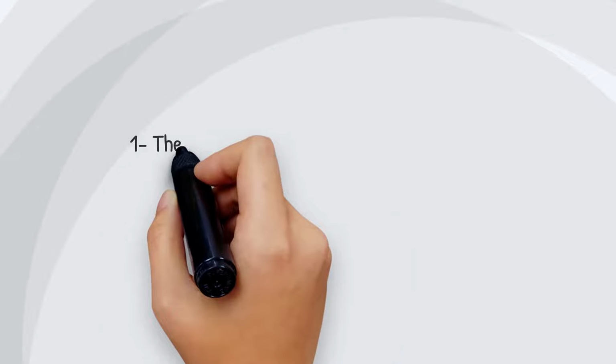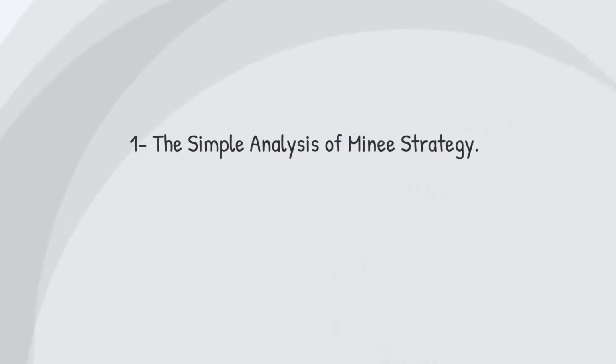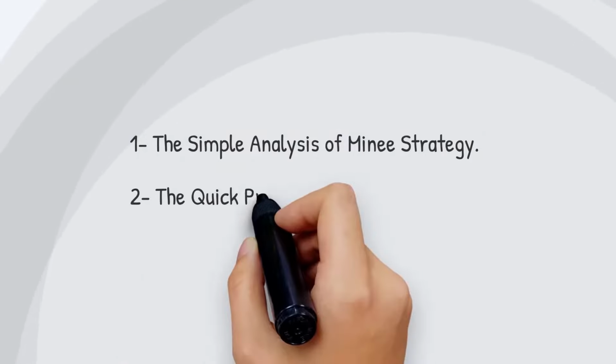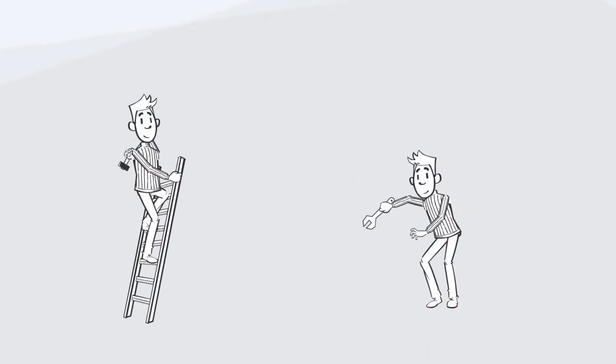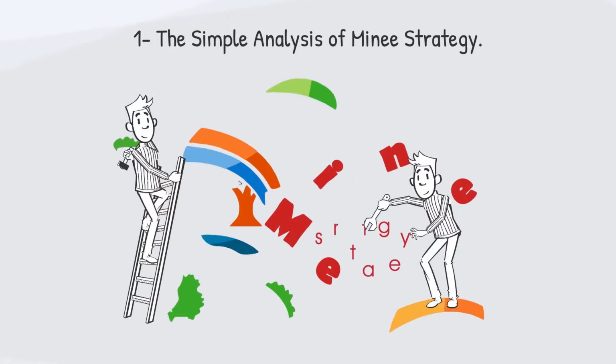We will talk about this idea at two levels. The first is the simple analysis of Minee Strategy. The second is the quick presentation of the mental skills. Let's start with the simple analysis of Minee. Here we will calmly and briefly examine what Minee does when solving the problem.